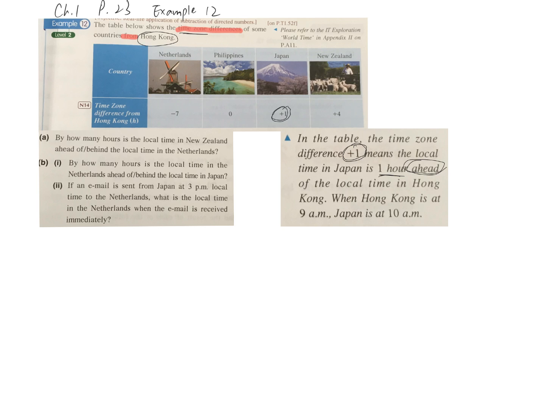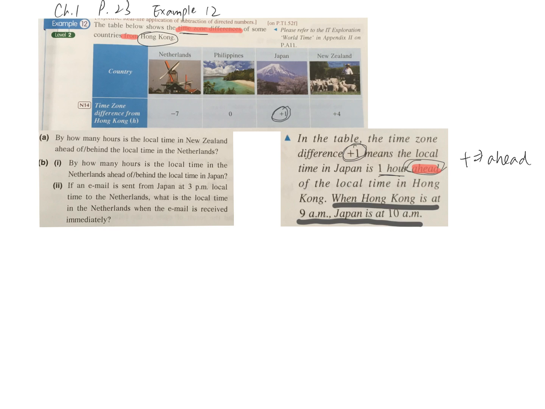Please highlight this word, ahead. What does ahead in time zone mean? It means that when Hong Kong is at 9 a.m., Japan is at 10 a.m. This means ahead. So in this case, positive means ahead.